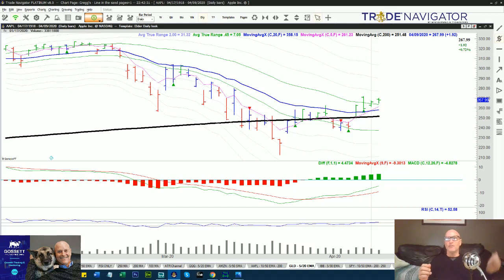Use that amount, divide the 2 ATR channel reading. In this particular case here, it's 31.32, and it will show you how many shares to buy. When volatility reduces, your share size will go up because there's less volatility.